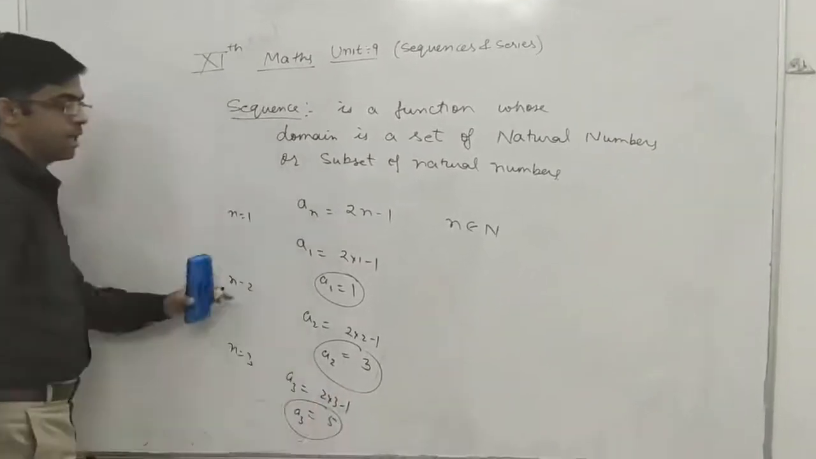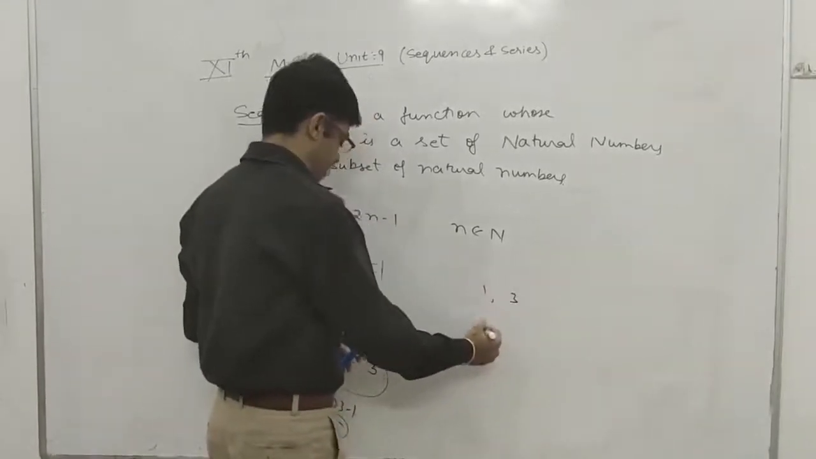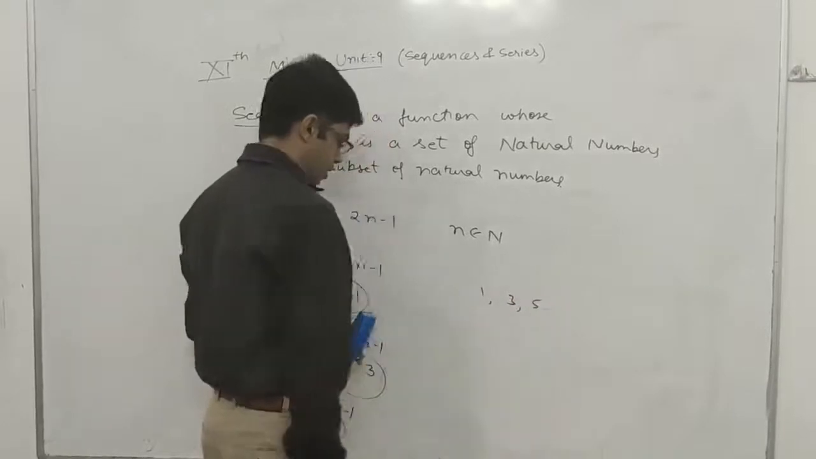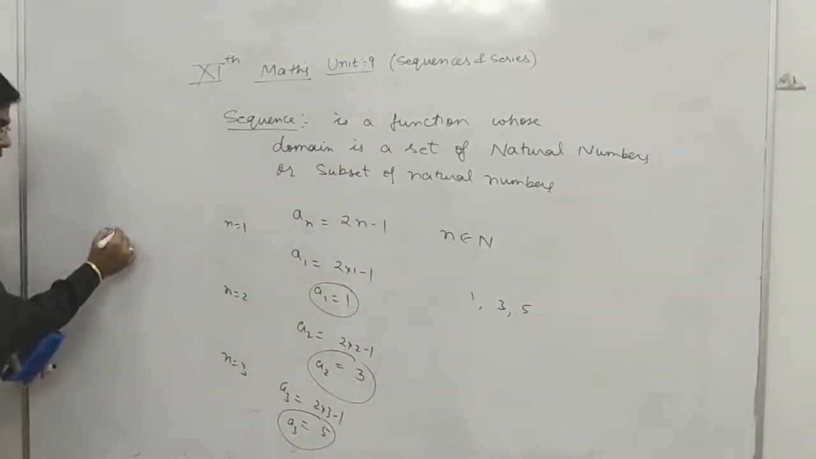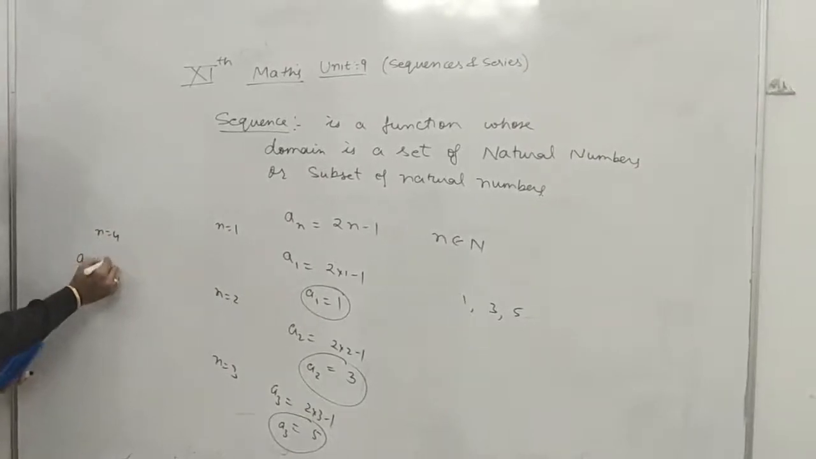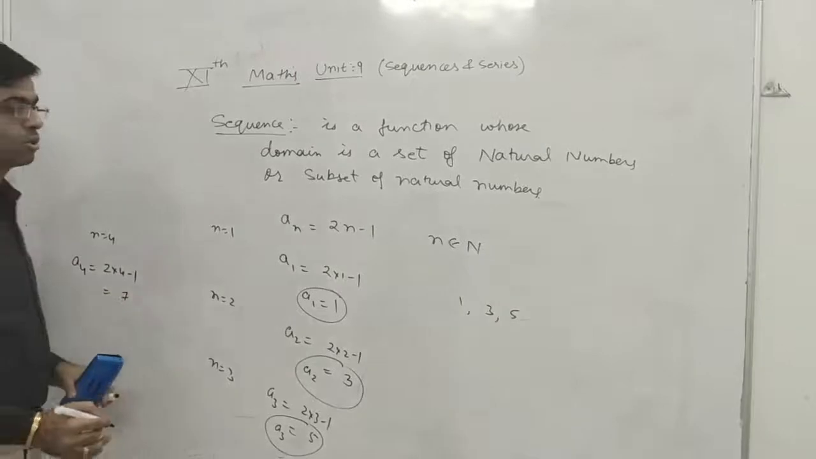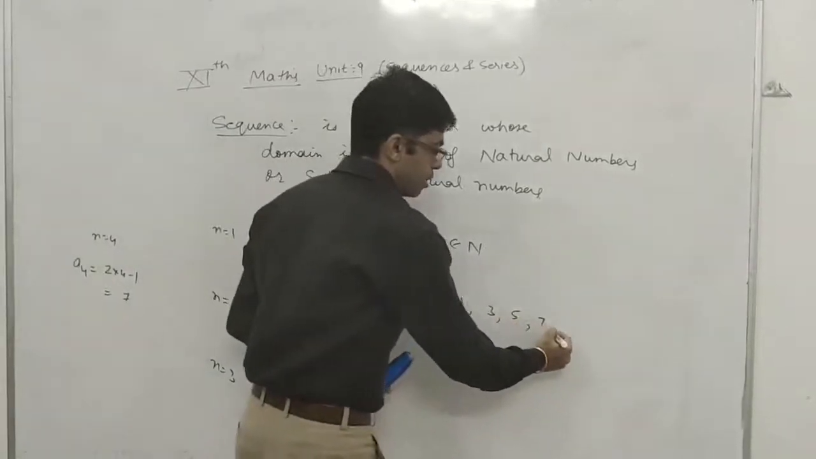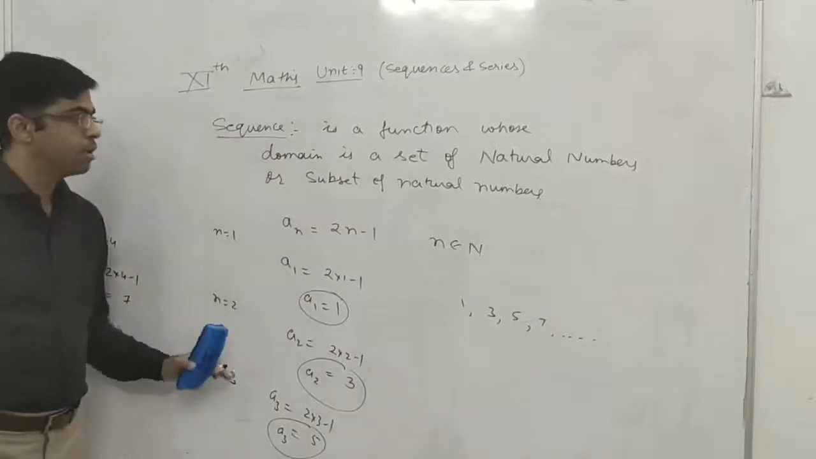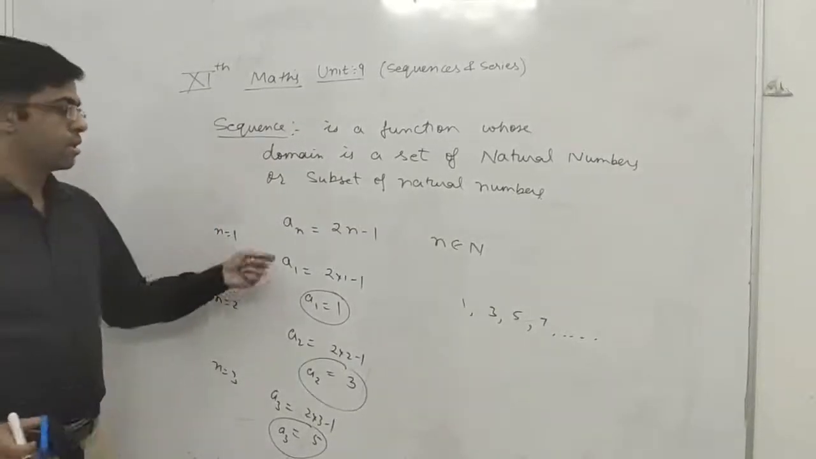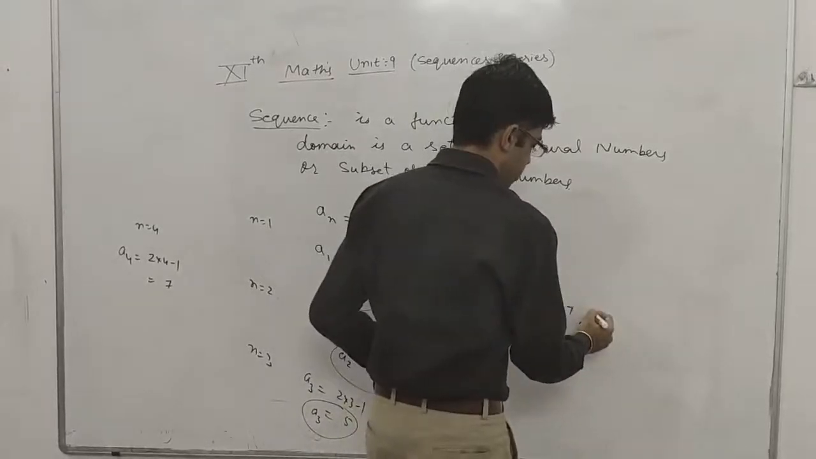So we can see how this is coming. First term is 1, second term is 3, third term is 5, and the fourth term we can find also. Fourth term, 2 multiplied by 4 minus 1 is 7. So this is actually the sequence of odd natural numbers. So sequence is a list of numbers.